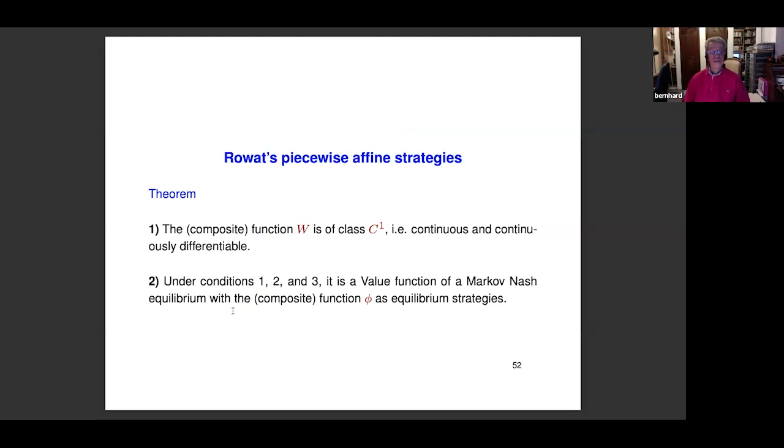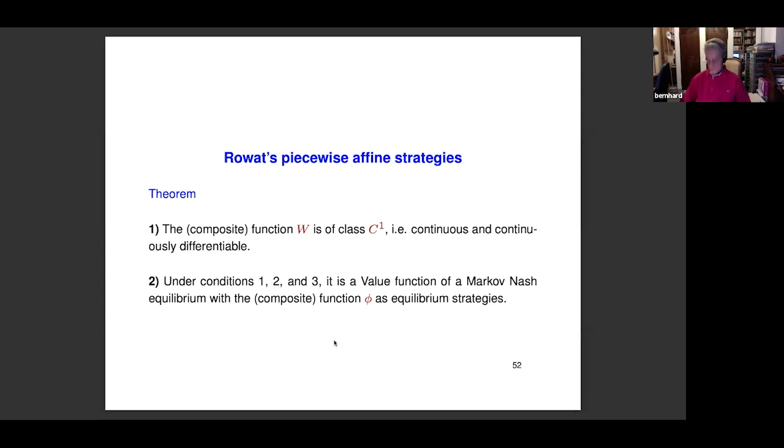Now I state the theorem. One, the composite function W is continuous and continuously differentiable, which is a bit of a surprise. And under my conditions 1, 2, and 3, the composite function W is a value function of a Markov Nash equilibrium with the composite strategy phi as equilibrium strategies. So this is Rowat's piecewise affine strategies, which are new with his paper, which I've never seen elsewhere before.